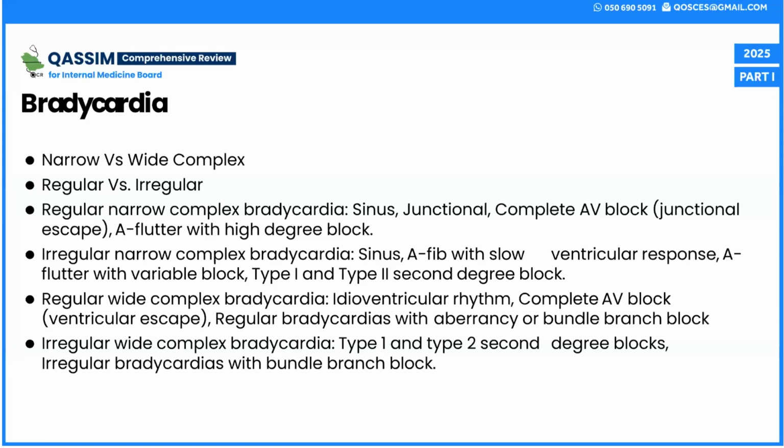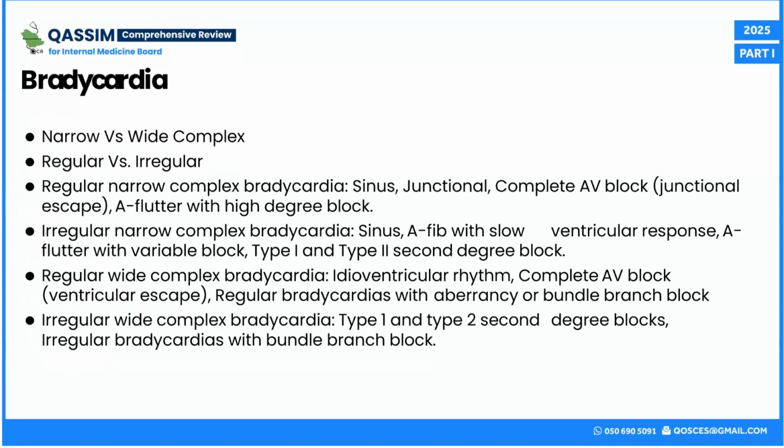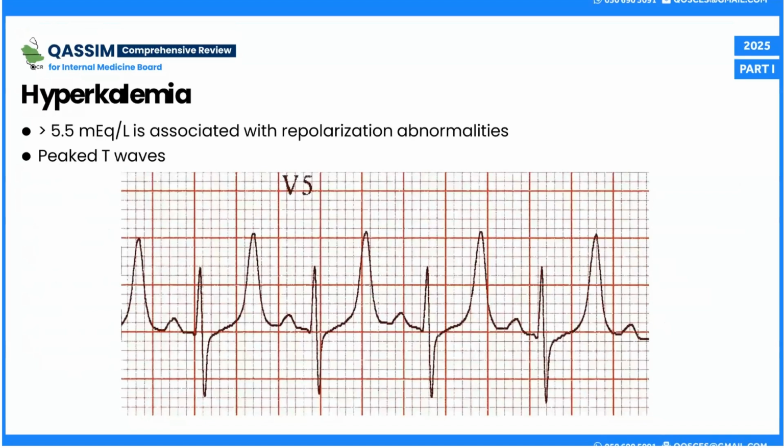So if we have a regular wide complex, this is your ventricular escape rhythm, or the patient with aberrancy and severe bradycardia. So it could be sinus bradycardia in a patient with an underlying bundle branch block. So it will appear as bradycardia with a wide complex. But for irregular wide complex, again, the same rule applies. It is an irregular bradycardia, underlying fibrillation with an underlying bundle branch block, or any form of Mobitz type 1 or type 2.